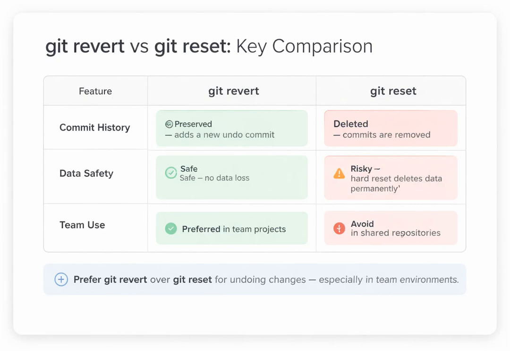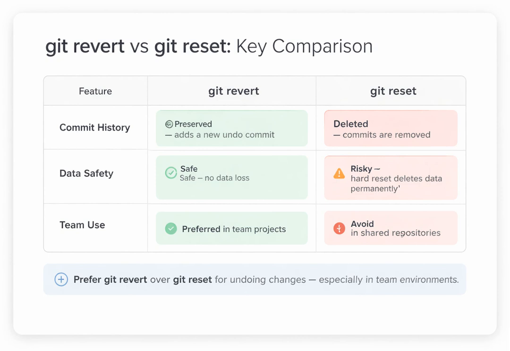To summarize the difference between revert and reset, revert is the professional, team-friendly way to undo changes. It preserves your commit history, which means anyone looking at the project later can see the full story, what was added, what was reverted, and when.